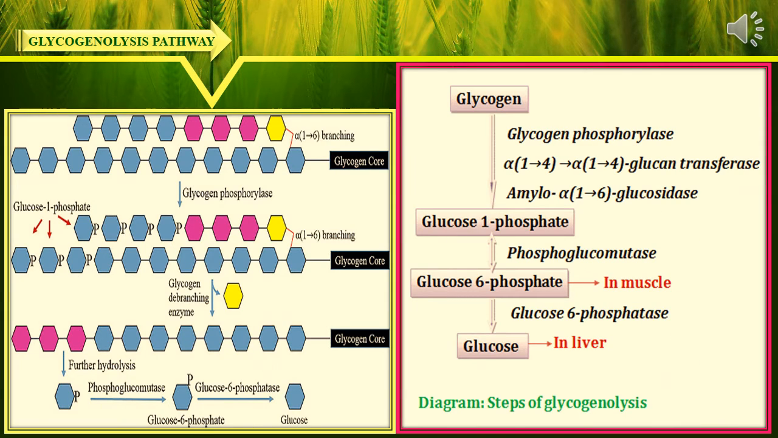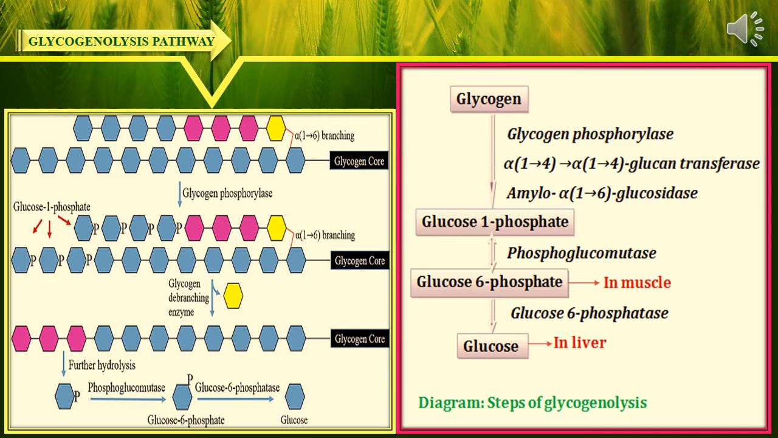Coming to the glycogenolysis pathway, it is the catabolic pathway of glycogen metabolism, and here the glycogen molecule is converted to glucose. Polymer is converted to monomer. So the starting enzyme here is glycogen phosphorylase, where glucose 1-phosphate molecules are split off, forming glucose 1-phosphate.